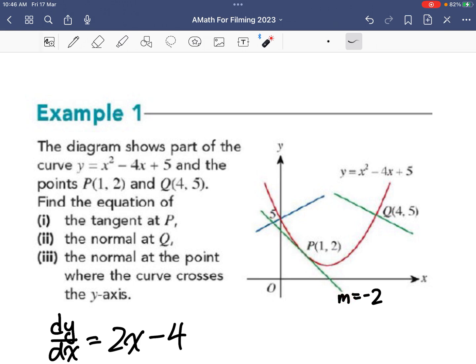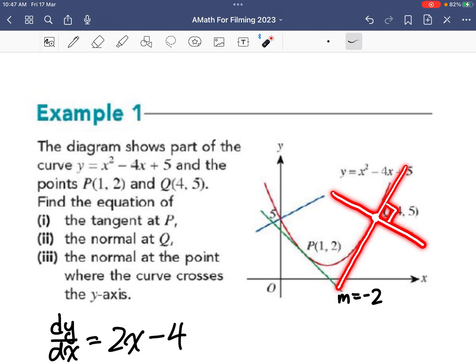Then we also have the normal at Q. What is a normal at Q? At Q itself, there will be a tangent like this. At this point Q itself, if you draw a perpendicular line like this, what you get is 90 degrees here, this perpendicular. So the normal is perpendicular to the tangent. I repeat myself, the normal is the line that is perpendicular to the tangent.